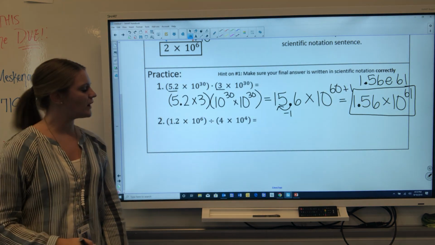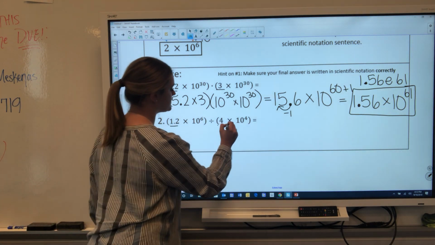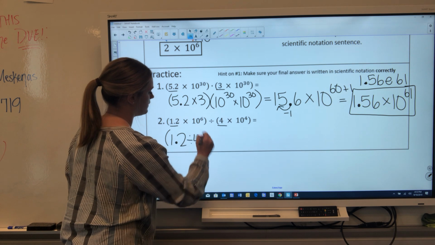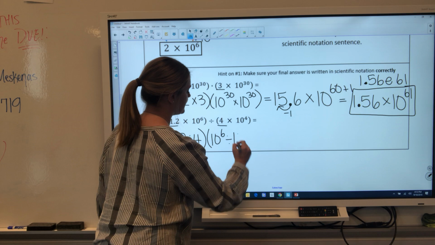All right, another practice problem. Now let's look at division. So again, you're going to divide those coefficients. So I'm going to do 1 and 2/10 divided by 4 times 10 to the 6th power divided by 10 to the 4th power.